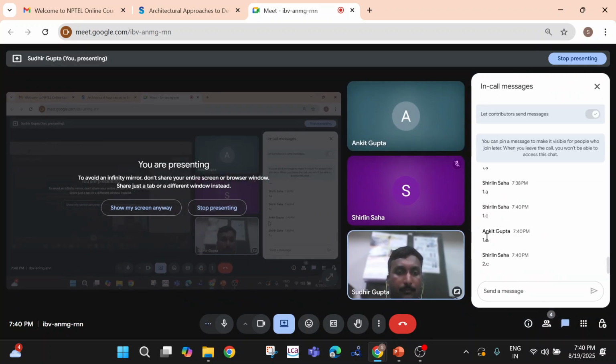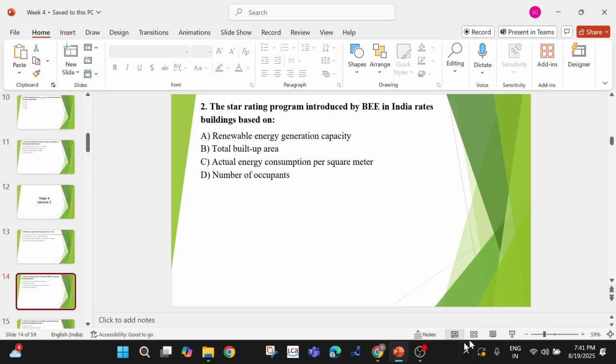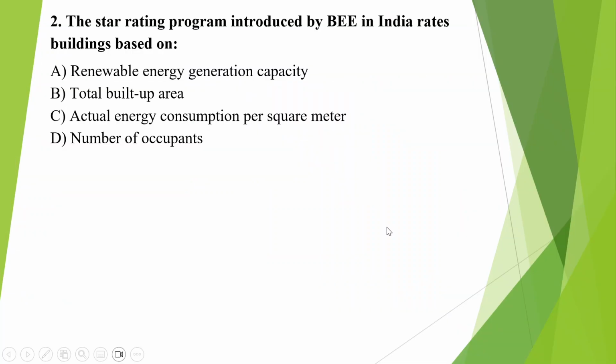As I can see, this is the second question. Yes, option C is the correct answer, and all of you have voted for that one, so all of you have answered it correctly. That is actual energy consumption per square meter. This is the correct answer, and BEE star ratings are assigned to the buildings based on their energy consumption per square meter, with 5 star indicating the most efficient one.